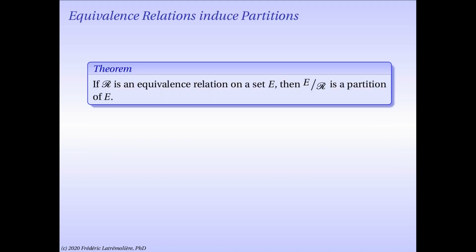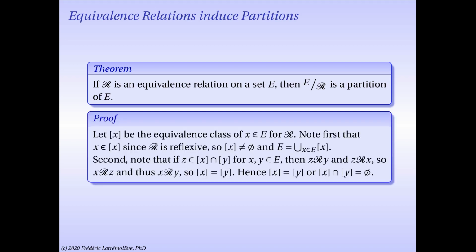In particular, if I have a set E endowed with an equivalence relation, then the quotient set of E by this equivalence relation is a partition of E. Remember, the elements of the quotient set of E by the relation are the equivalence classes, so they are subsets of E, and this theorem tells me that these subsets taken together form a partition of E.